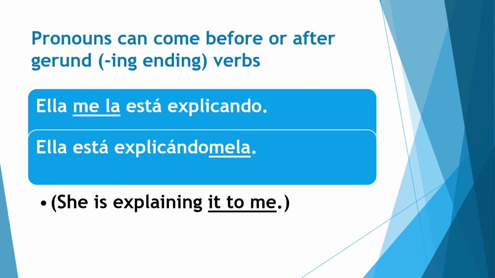If I have a verb in the gerund form, the ing ending in English, or ando or yendo ending in Spanish, it works the same as with the infinitive verbs. The pronouns can either come before or after the verb. It's your preference where they go. Notice how if you put the pronouns after the verb, it's more similar to English, but then accent marks may come into play. Ella me la está explicando. Ella está explicándomela.